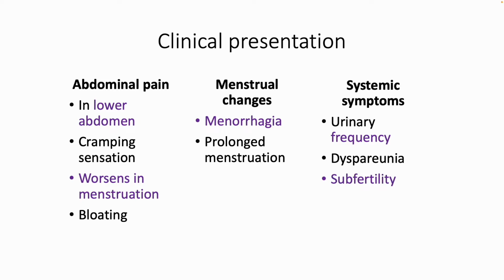So the patient might be experiencing really heavy bleeding, some abdominal pain, and they've been trying to have a baby for a long time without success. So what are some of the investigations that can be done for fibroids? The first one is an ultrasound, and it is usually one of the first investigations to be done.